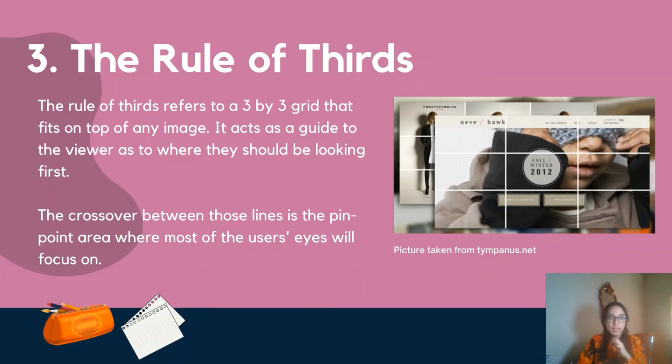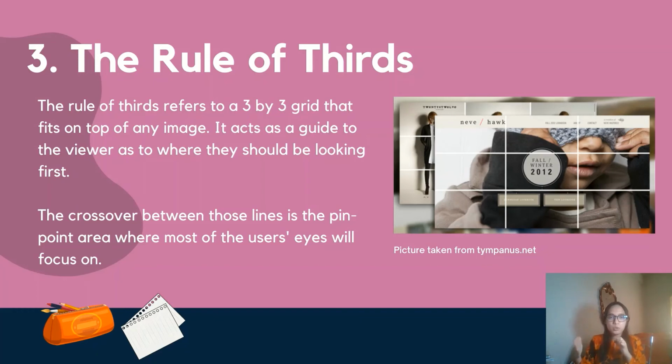Last but not least, the third principle that I will be focusing on is the rule of thirds. In its simplest form, the rule of thirds here refers to a 3 by 3 grid that fits on top of any image. The rule of thirds here can help us to determine where we should place important information in our design. Again, it acts as a guide to the viewer as to where they should be looking at first.